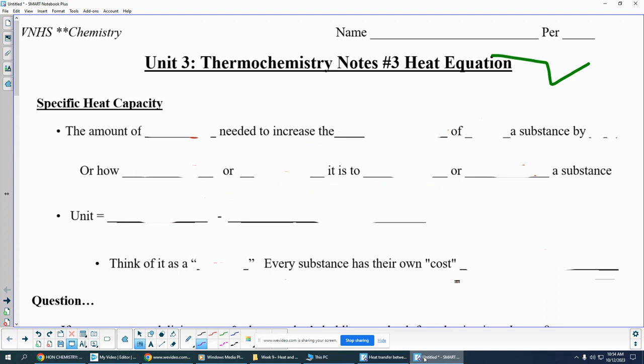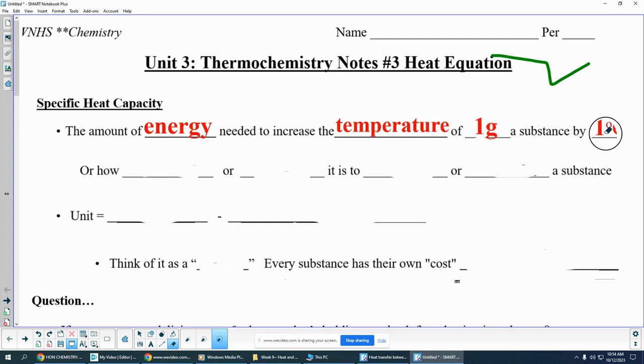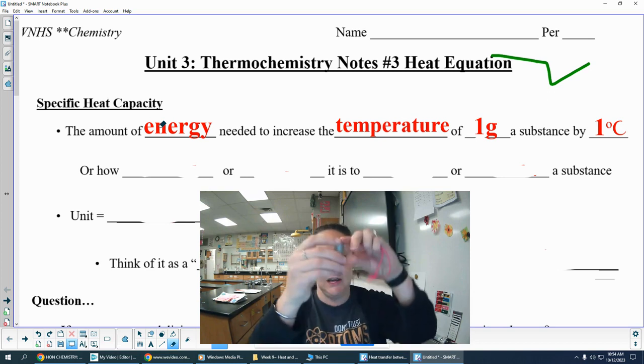So let's define specific heat capacity, and we'll try to tie this into the lab that we did yesterday. The definition of specific heat capacity is the amount of energy needed to increase the temperature of 1 gram of a substance by 1 degree Celsius. Okay. So it's the amount of energy needed to increase the temperature of 1 gram of a substance by 1 degree Celsius.